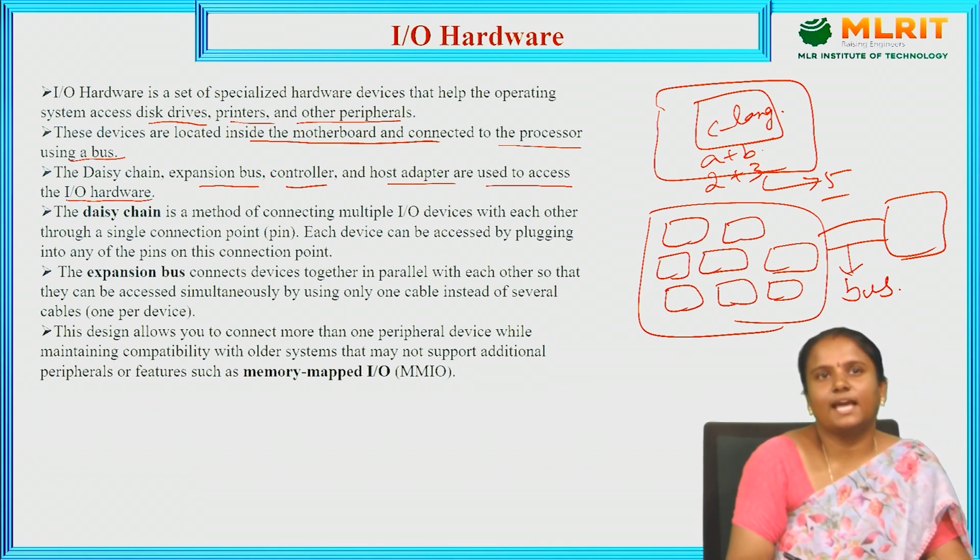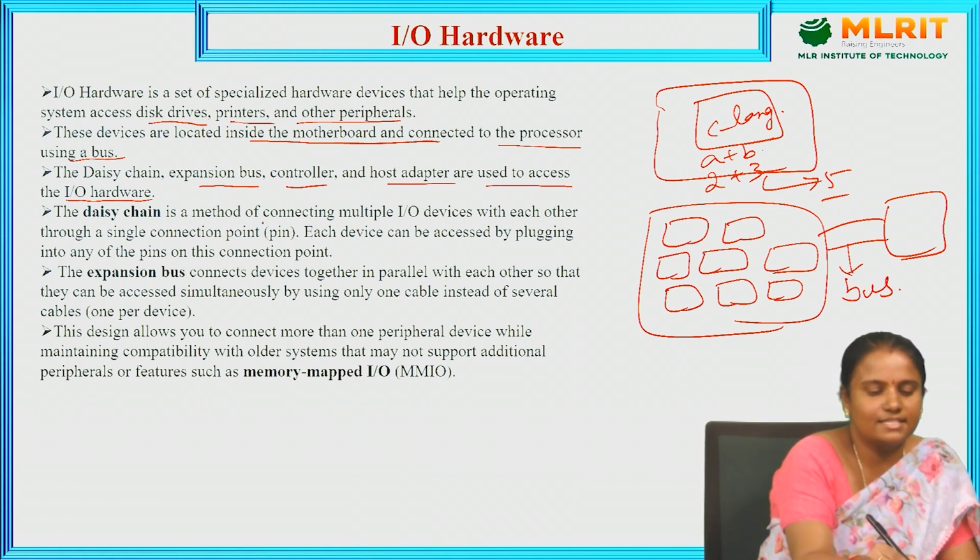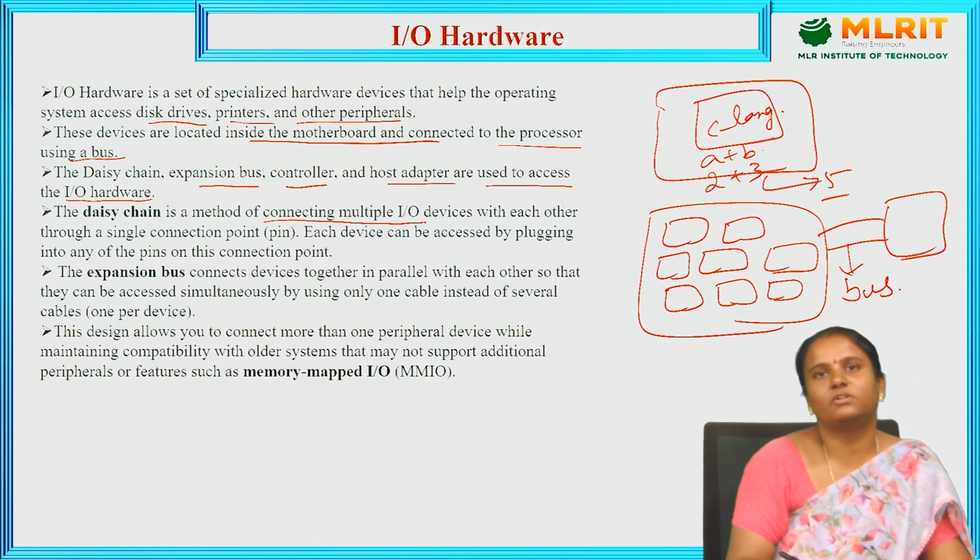In some cases, the bus of these devices is controlled by adapters, maybe a laptop adapter or any other adapter that can host access to input-output hardware based on the daisy chain. Whatever operations you perform are helped by accessing the input-output hardware. The daisy chain is a method of connecting multiple input-output devices. This chain helps in connecting multiple input-output devices.